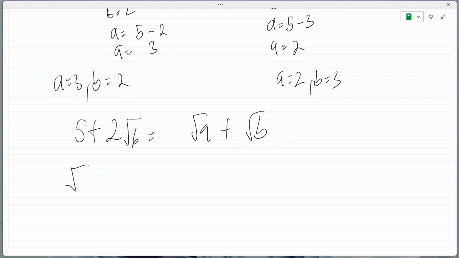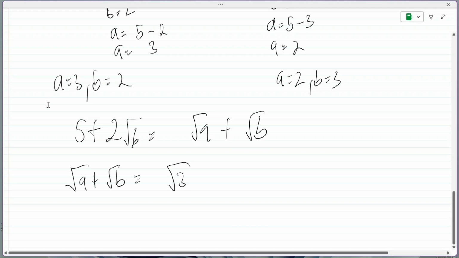So we take square root of a plus square root of b. That square root of a is root 3, plus square root of b is root 2.